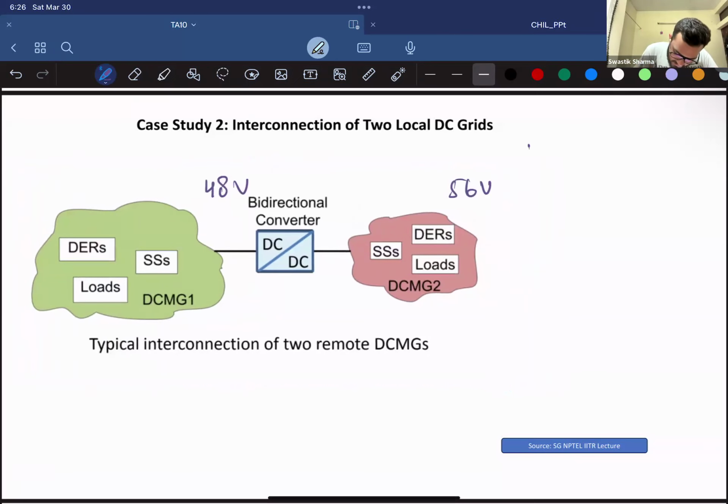So let's talk about the benefits of interconnecting resources. What do you feel would be the major benefit? Can you tell me? You have two different kinds of microgrids, both DC microgrids, both independent in nature. What can be one benefit that could help us by virtue of their interconnection? Can you think of something?